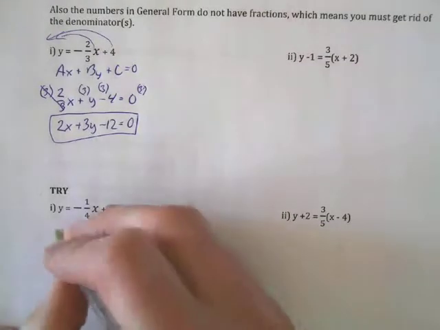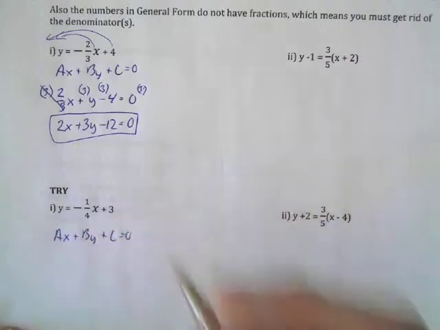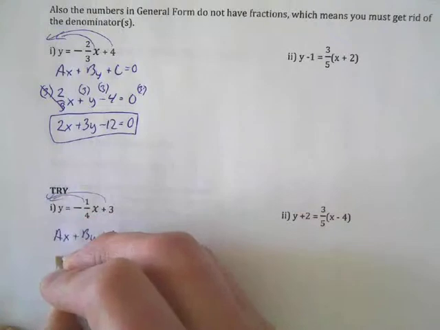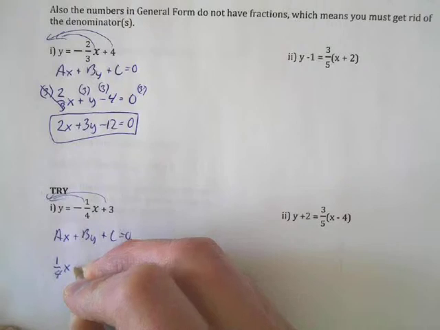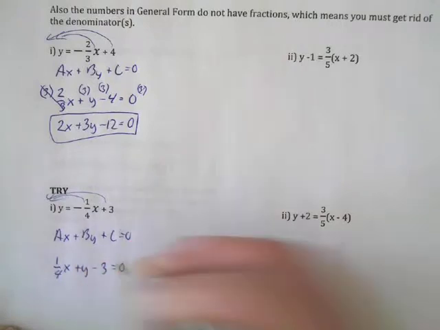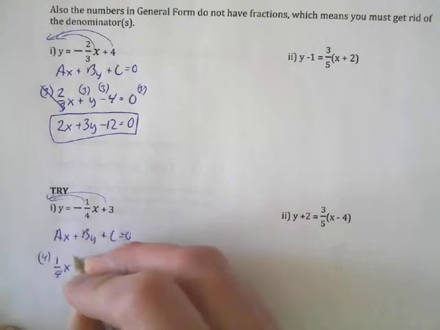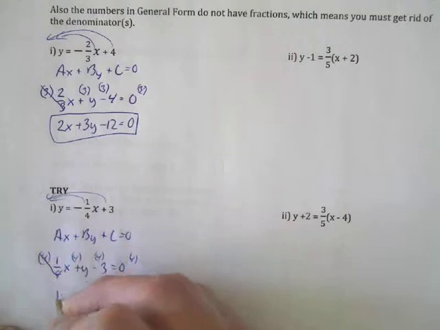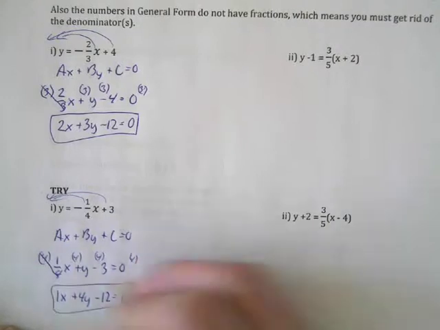So once again, we want to put in ax plus by plus c is equal to 0. So everything's going to go on one side. So 1 over 4x plus y minus 3 is equal to 0. Cannot have a fraction, so multiply everything by 4 to get rid of that denominator. 4's cancel out, so I'm going to have 1x plus 4y minus 12, and 0 times 4 is 0. So there it is.